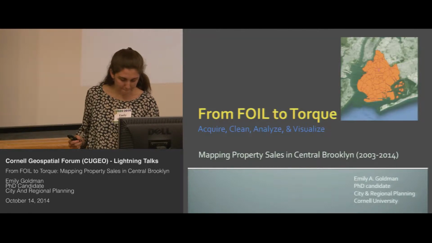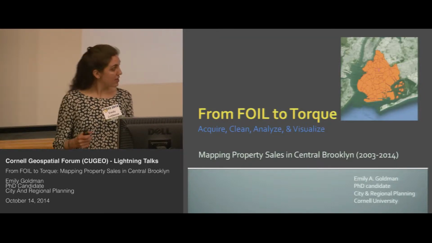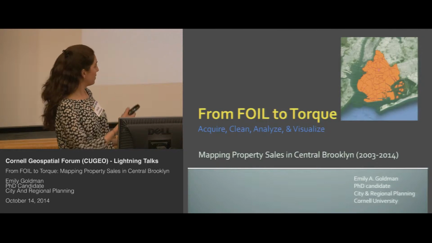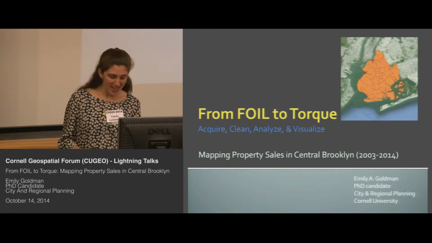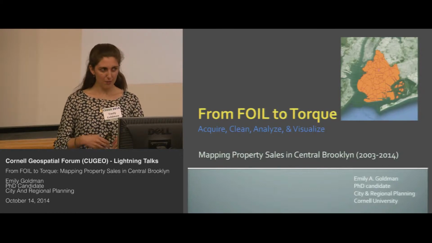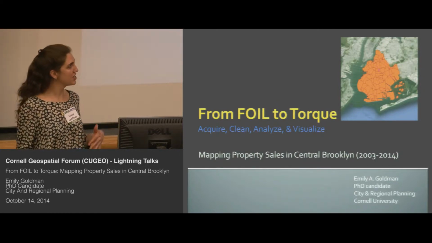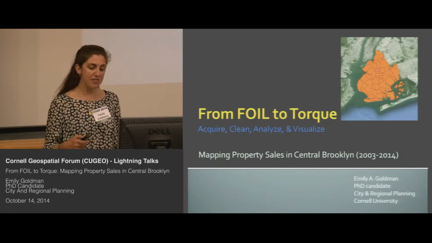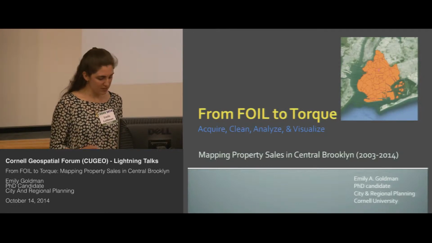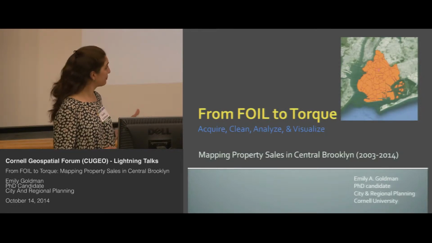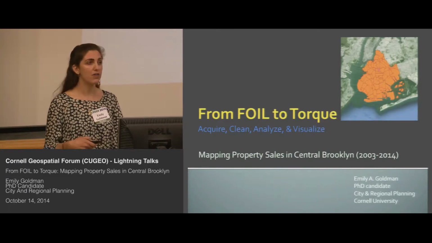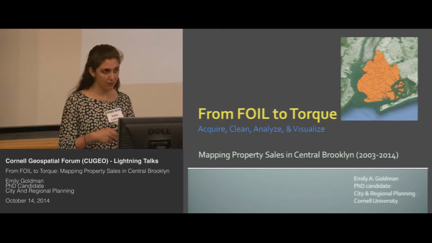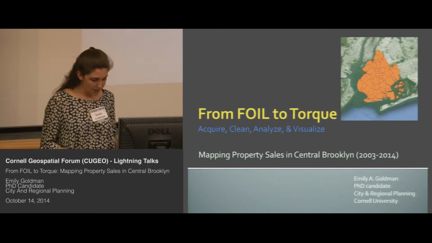So while the topic, mapping property sales in central Brooklyn, was interesting to me, and hopefully it'll be interesting to you, the really more important aspect of this presentation is about an underlying theme throughout, which is the importance and the possibilities of openness and freedom, both in government and technology, that we've talked about quite a bit already today.